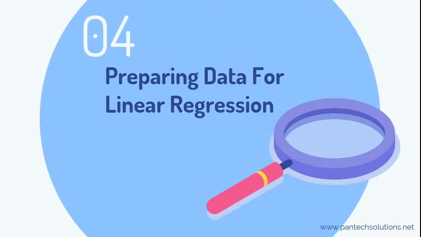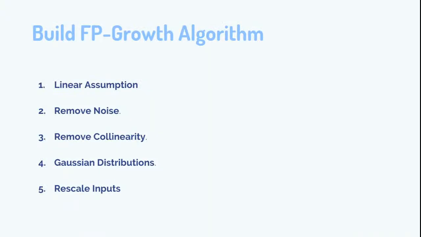After this, preparing data for linear regression. How can we prepare the data? Because it's an algorithm, we need to train the algorithm, meaning the algorithm needs to know something, and only then will it understand. So preparing the data is the main thing. If you want to prepare the data, some main points should be there: linear assumption, remove noise, remove collinearity, Gaussian distribution, and rescale inputs.